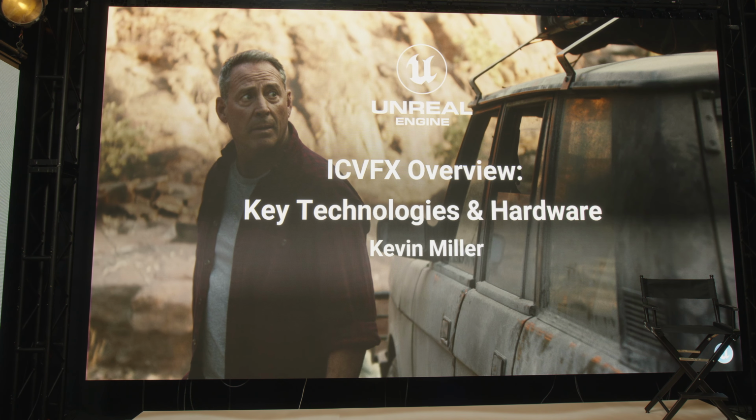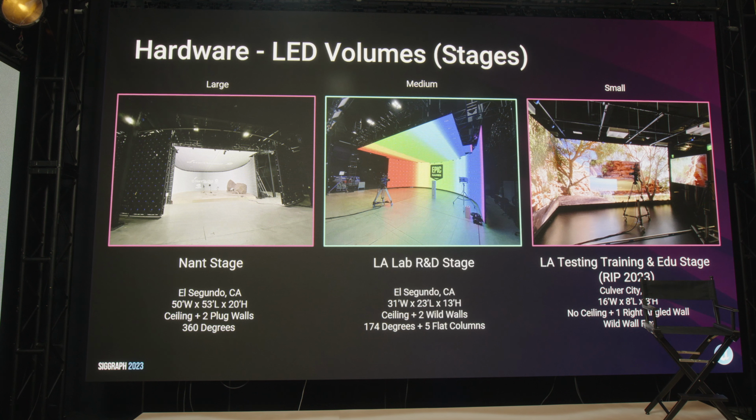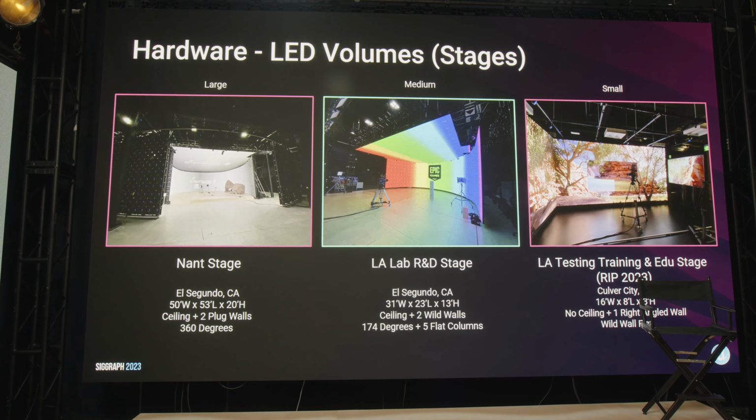All right, so as we start out, there are some key technologies that you work with in order to get an LED wall up and running. Hardware stages and volumes are what you're going to typically work with. At Epic Games, we are on the NAND stage. If you see a large volume like this, the NAND stage over in El Segundo, that is a 50-foot wall. Basically, it is ginormous. If you ever stand in one of these things, they are amazing.